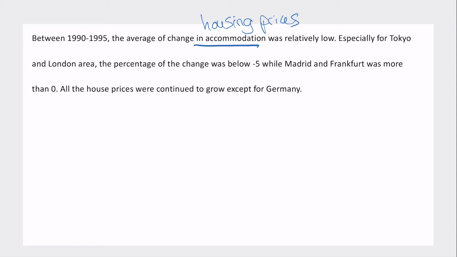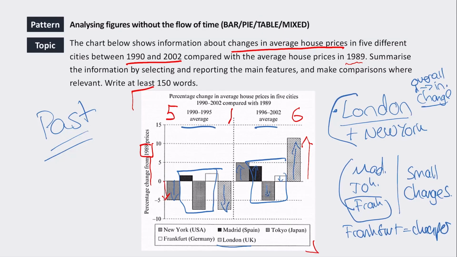Especially for Tokyo and London. You only say London area, just say particular, especially for Tokyo and London, the percentage of the change was below -5, while Madrid and Frankfurt was more than 0. All the house prices continue to grow except for Germany. Okay. I think this is correct. I don't know if this is correct. Was below 5%, was the change in price was relatively low.